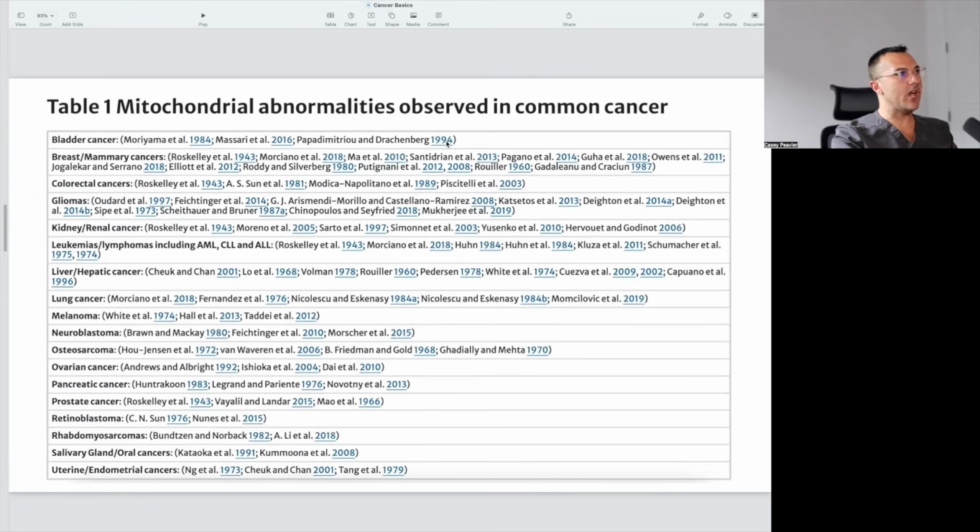click on it and find that paper, where bladder cancer has been shown to have mitochondrial abnormalities seen. Okay, or breast cancer has mitochondrial abnormalities seen, or colorectal cancers, or gliomas, or non-solid tumors like AML, CLL, ALL, renal cell carcinoma, hepatic cancer, lung cancer, melanoma, and so on and so forth. So this is operational in every observed cancer that Seyfried and others have studied.